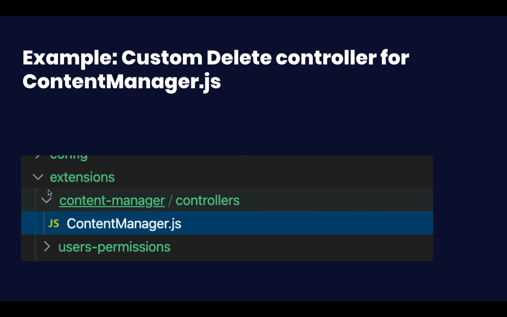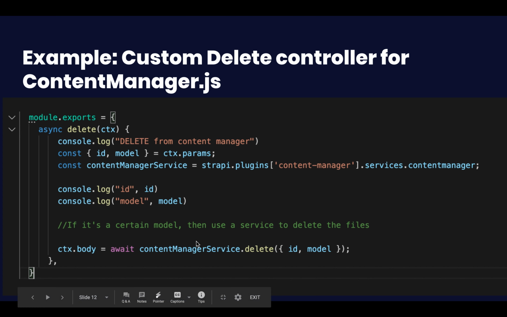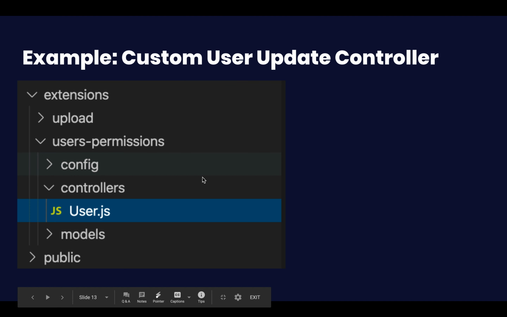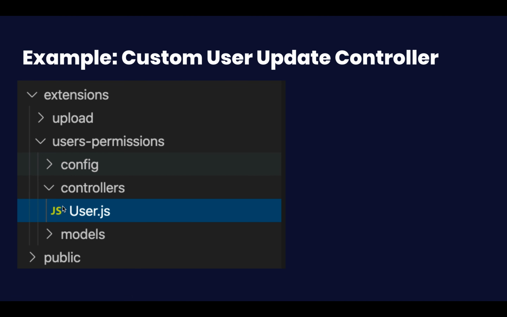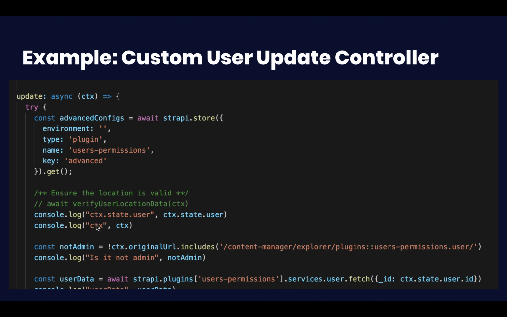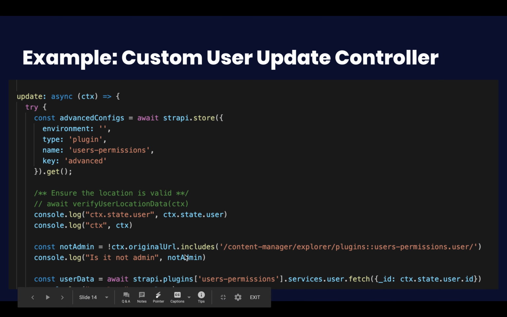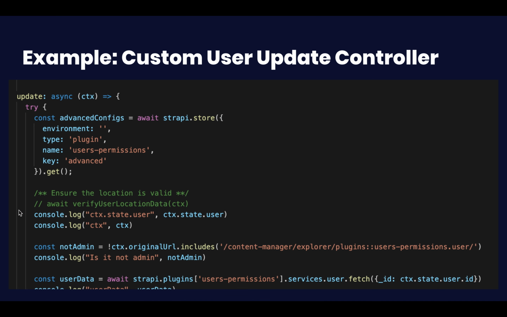We can create in our extensions folder a subfolder called content-manager, and then controllers, and then content-manager.js, and then we can just write our custom delete method where we check the ID and the model, and then we do something about it. The same thing we can do for the custom update controller. This is something that I had to migrate from an alpha version to a beta version, and basically we had this update method which we needed to use, and I had to also check whether the user was an admin. So if you look at the ctx.state.user, while using your admin user, you're basically going to have a hard time fetching them.